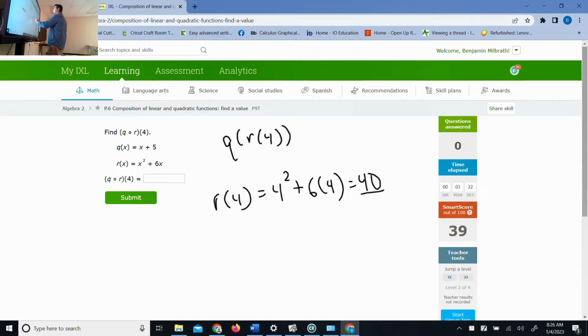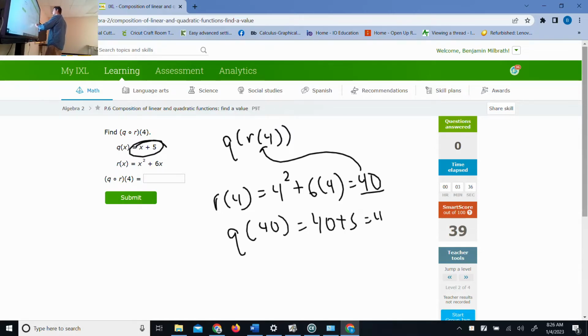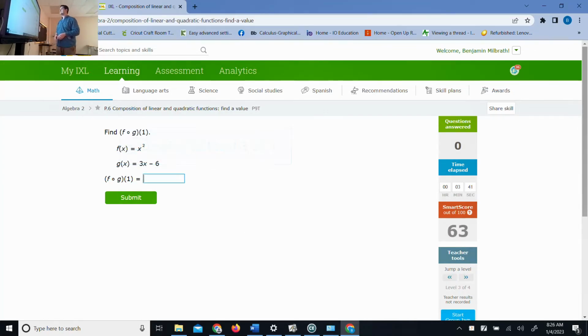So now that I know R of 4 is 40, I get to find Q of 40, which is simply, if you look at your function there, going to be 40 plus 5, which is 45. I don't think this one's going to get too difficult. So here's level 3, f composed of g composed of 1. It hasn't gotten any more difficult. And again, I personally like that notation because I work my way out. It just makes more sense.